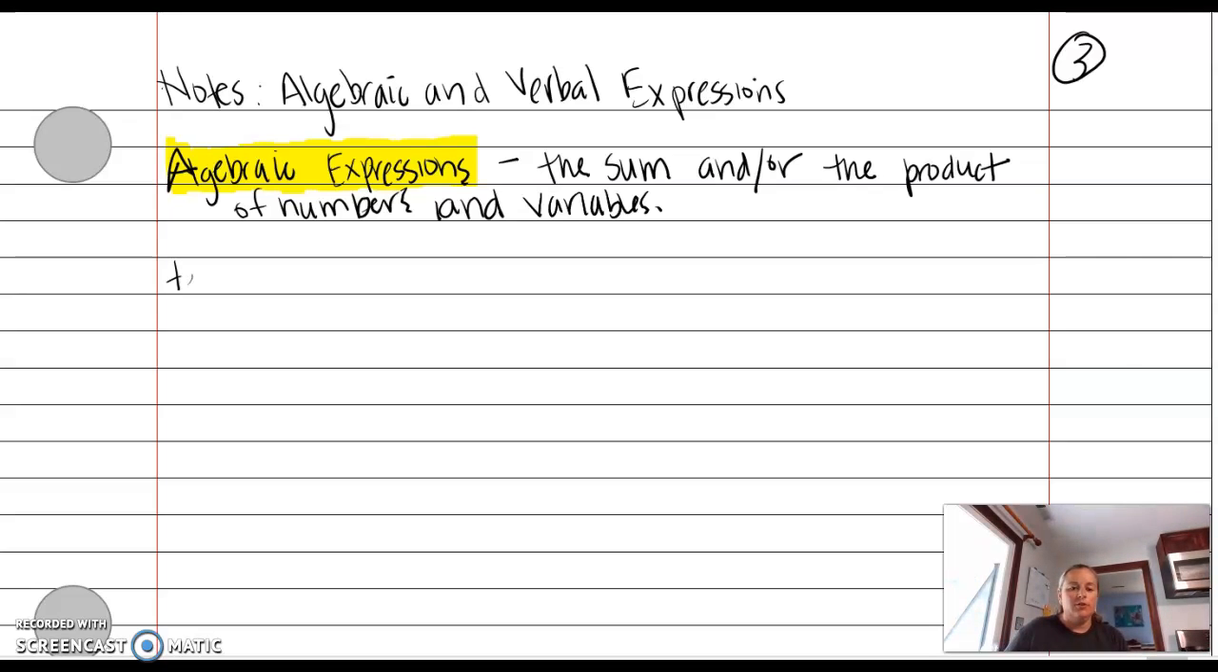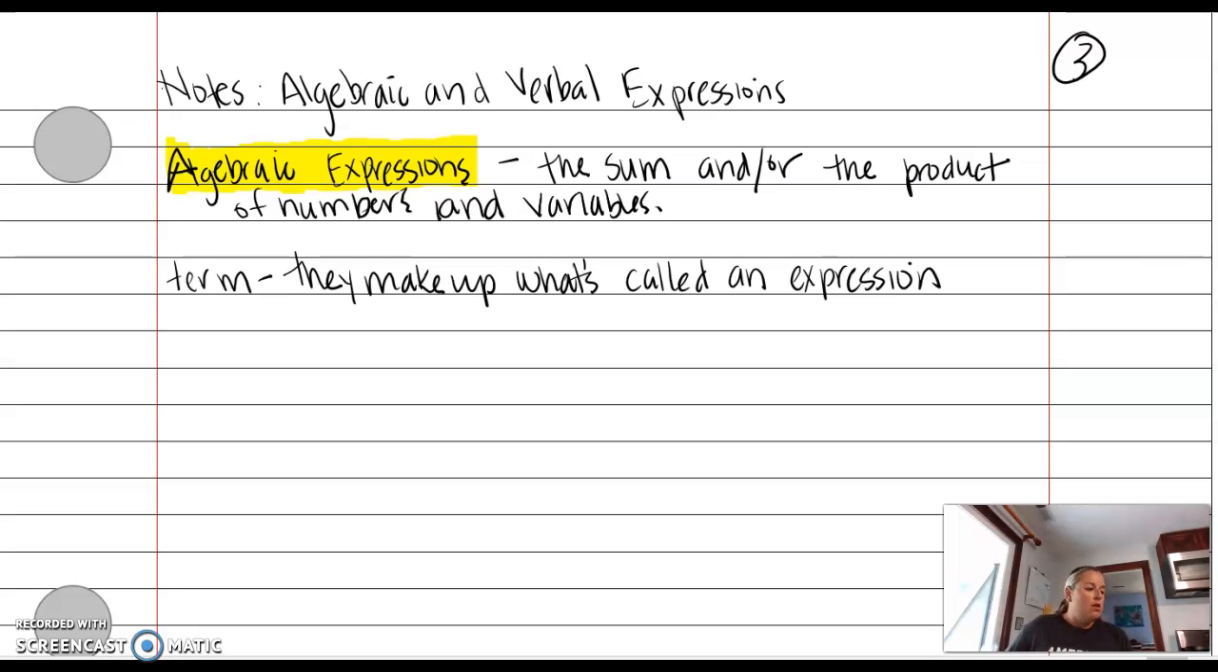Next word, term. They make up what we like to call an expression. We'll highlight that.